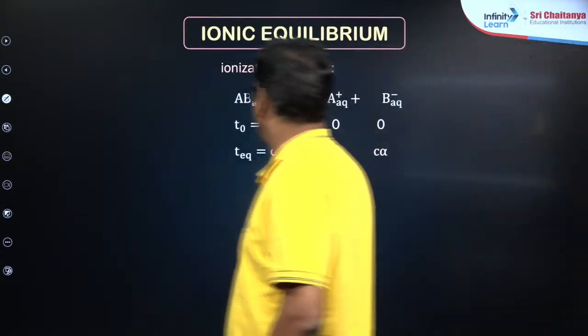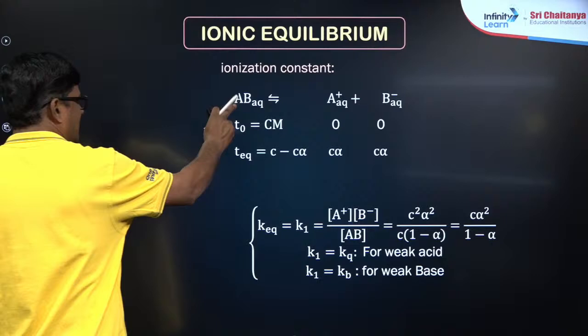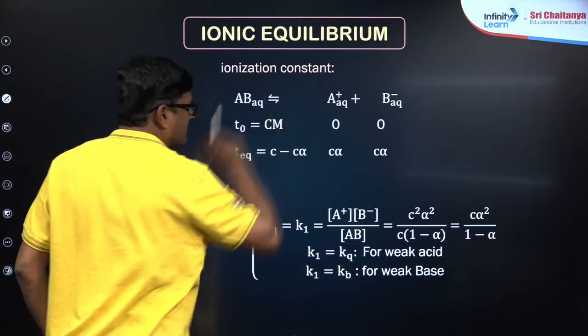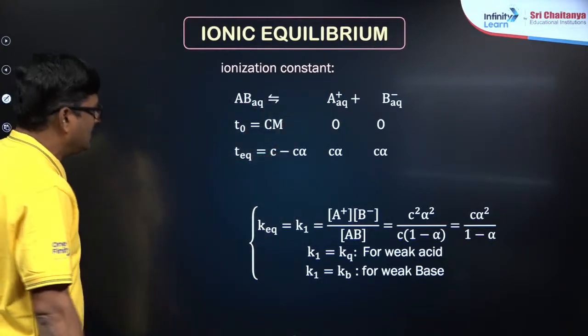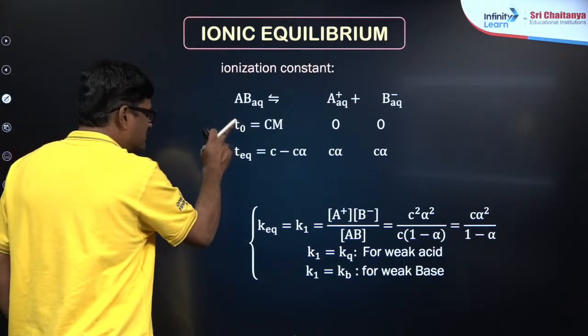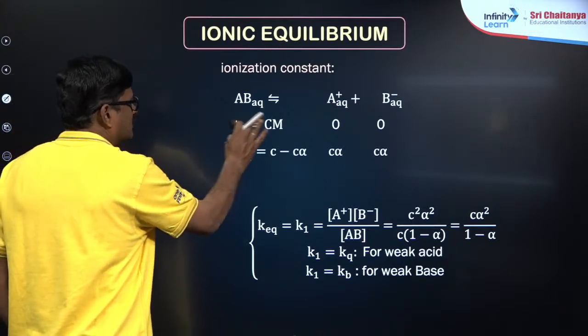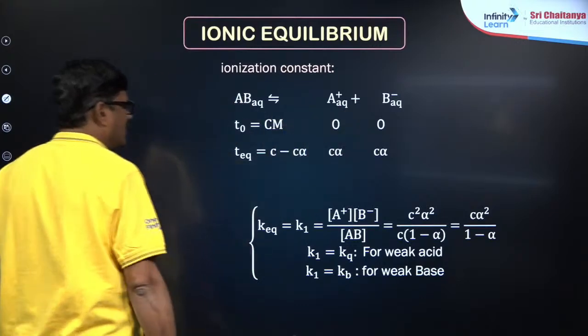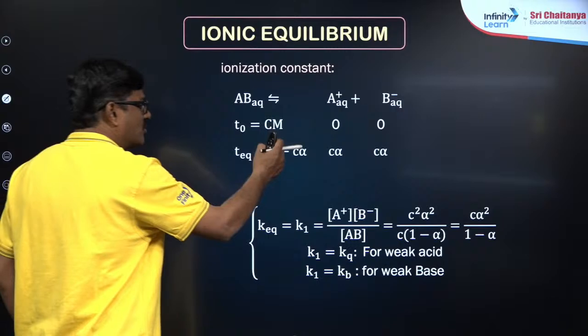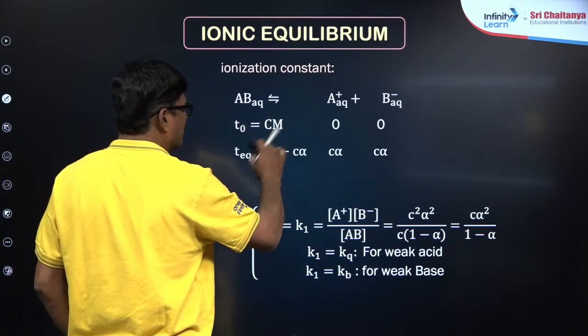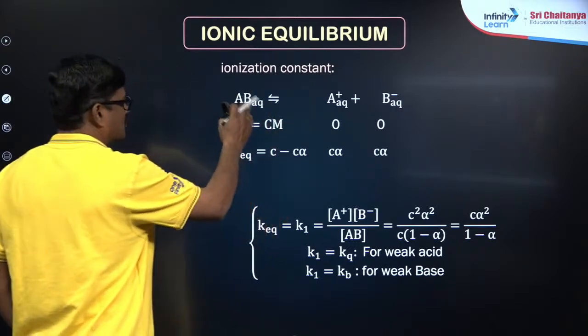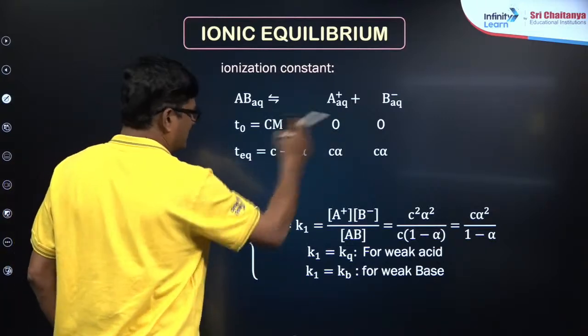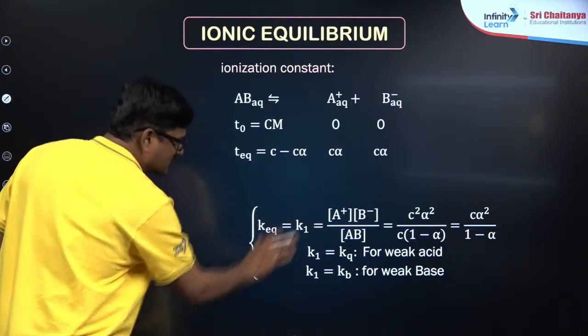When AB in aqueous media gives rise to A plus and B minus, at time 0 the concentration is C mole per liter, and 0 and 0. At equilibrium, let alpha be the degree of ionization. So C minus C alpha is associated with AB, and C alpha and C alpha for the ions.